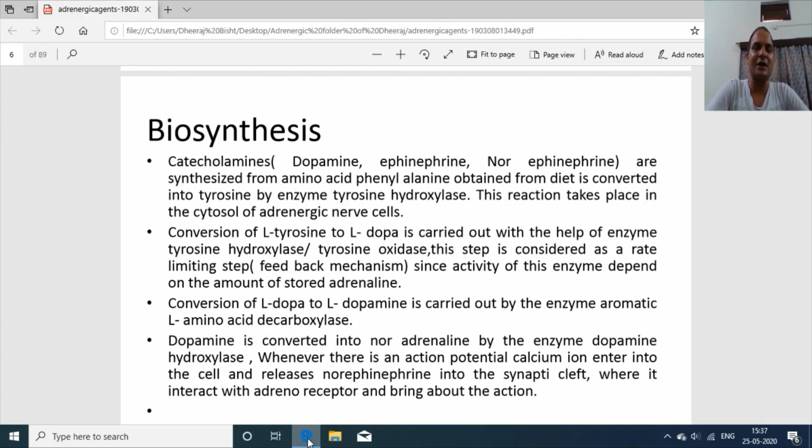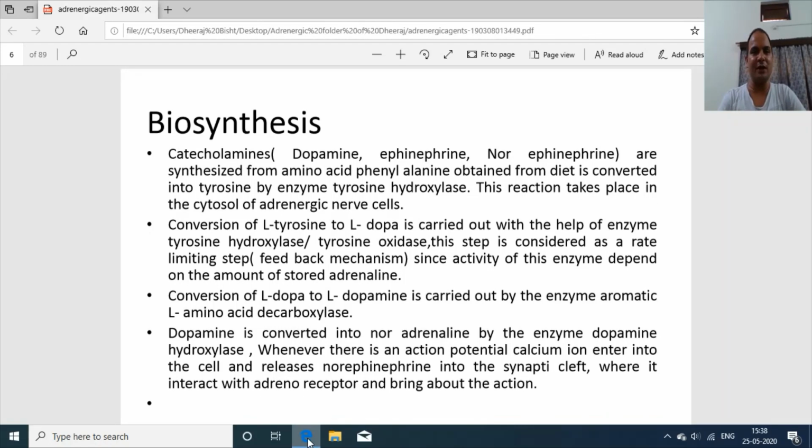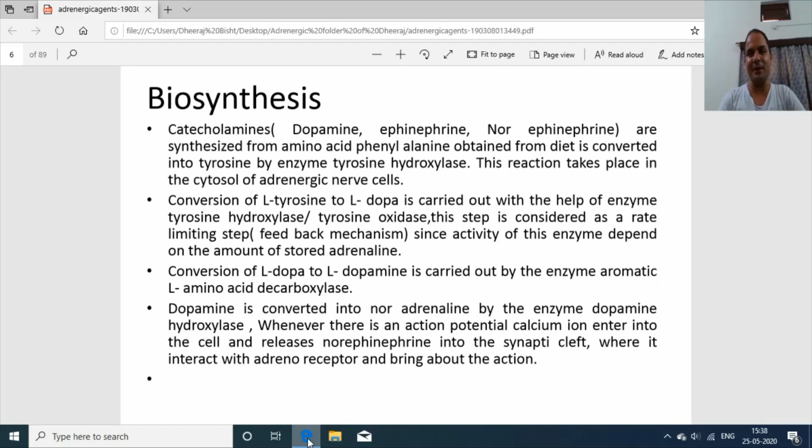So what is catechol? Catechol means any dihydroxybenzene. It can be 1,2-dihydroxybenzene, 3,4-dihydroxybenzene. If in the benzene nucleus two hydroxy groups are present, that is called catechol, and when an amino group is attached to this catechol, it is called a catecholamine. So these catecholamines are epinephrine, norepinephrine, and dopamine, because they contain the catechol nucleus associated with an amino moiety.